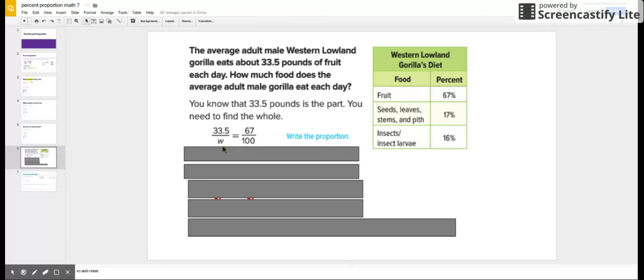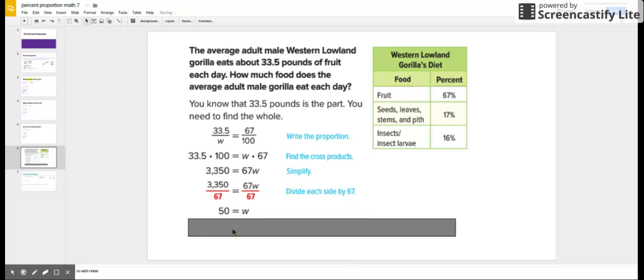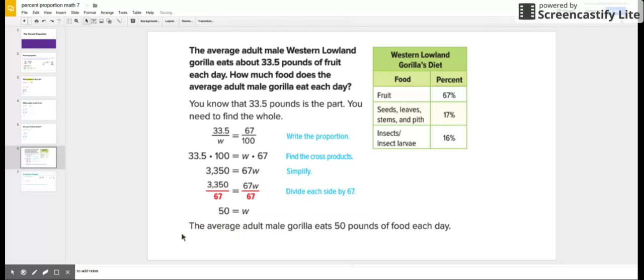So just cross multiply. 33.5 times 100 equals W times 67. So we have 3,350 is equal to 67W. Divide both sides by 67, and you get your W to equal 50. So the average adult male gorilla eats 50 pounds of food each day.